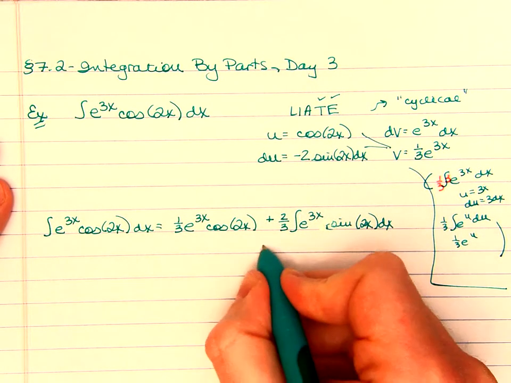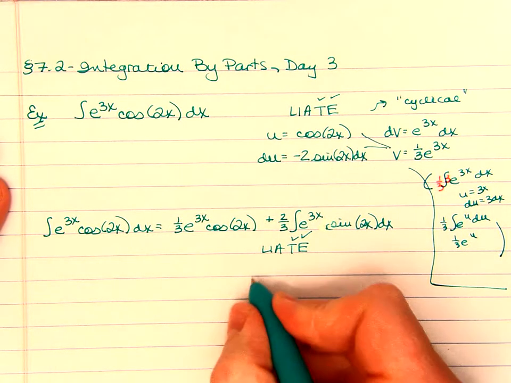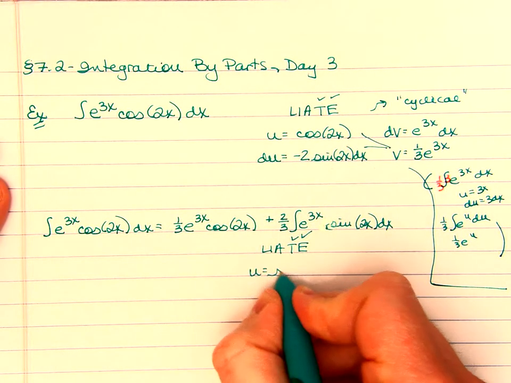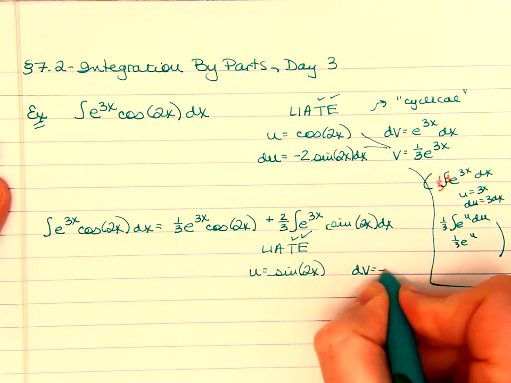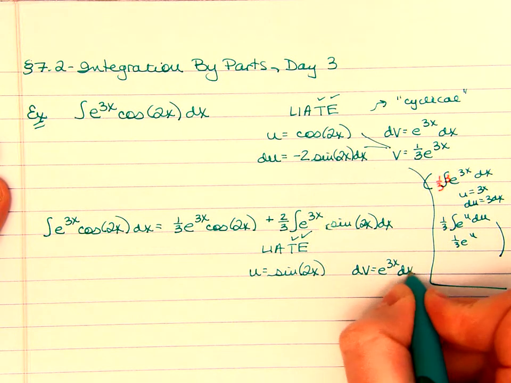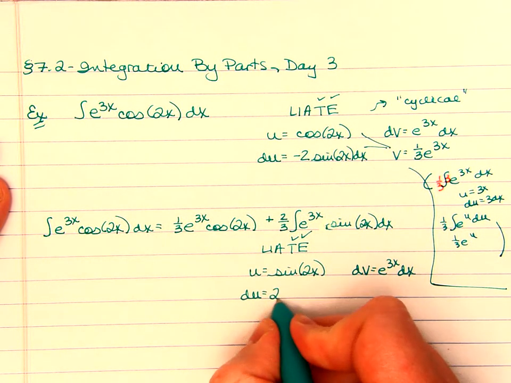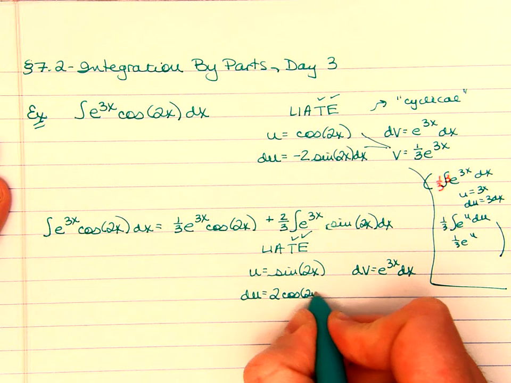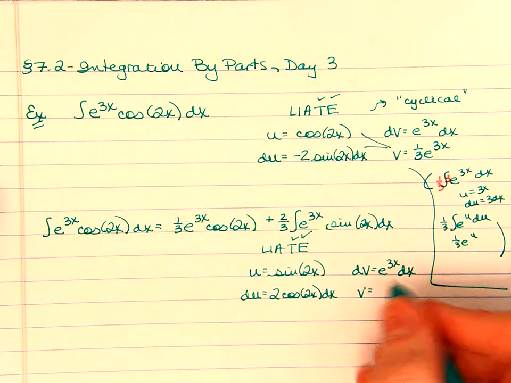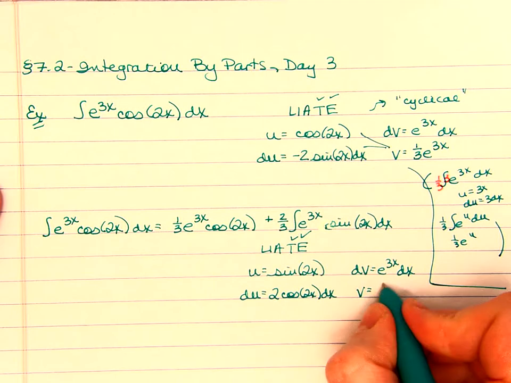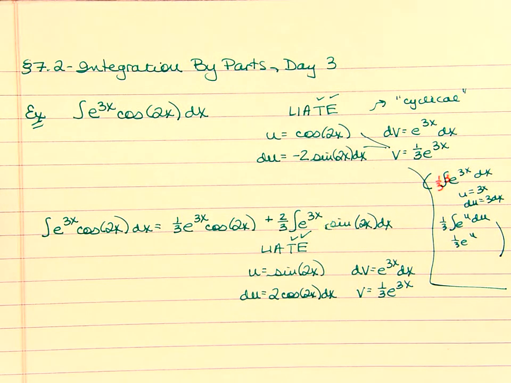I'm going to do integration by parts again. L-I-A-T-E, I have something trig, and I have something exponential. So u is going to equal the sine of 2x. dv is going to equal e to the 3x dx. Derivative of sine 2x is cosine 2x times 2, so 2 cosine 2x. Stick a dx at the end. And the integral of e to the 3x, well, by the same logic I went through over here, I'm going to get a 1/3 e to the 3x, making use of a u substitution on that.